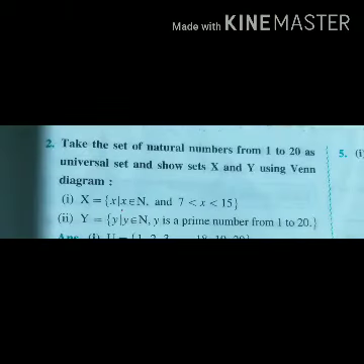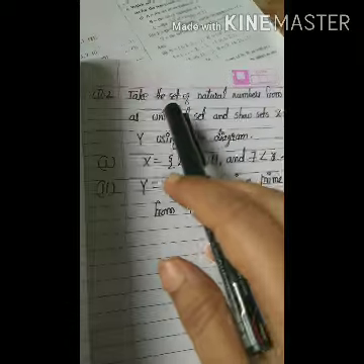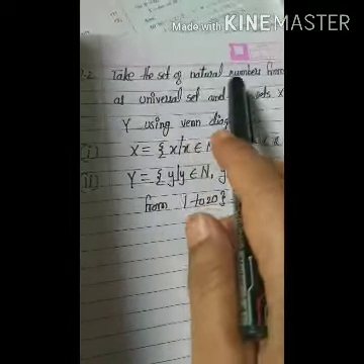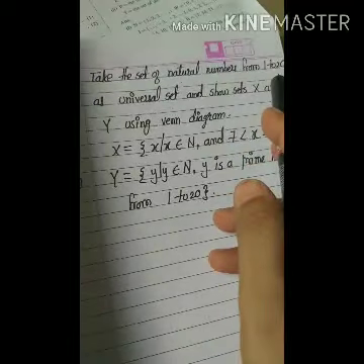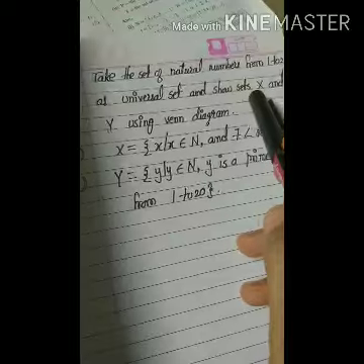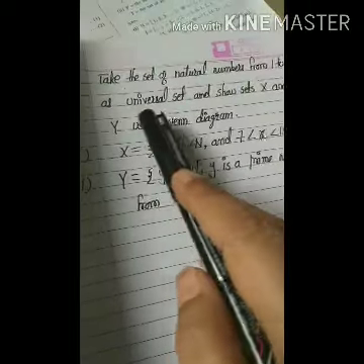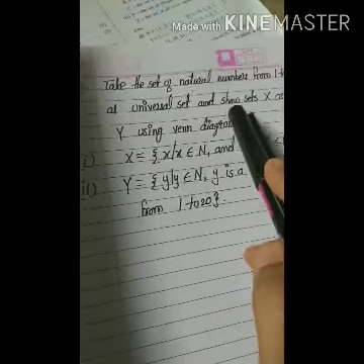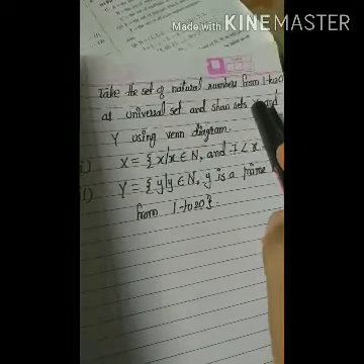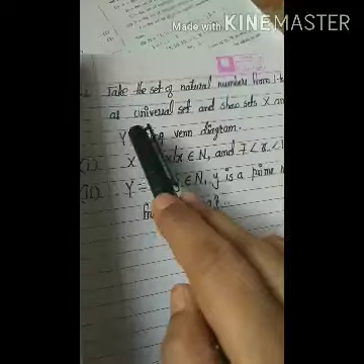Now question number 2. Listen children, I am reading question number 2. Take the set of natural numbers from 1 to 20 as universal set and show sets X and Y using Venn diagram. Here in this question, we have to draw the Venn diagram for set X and for Y.